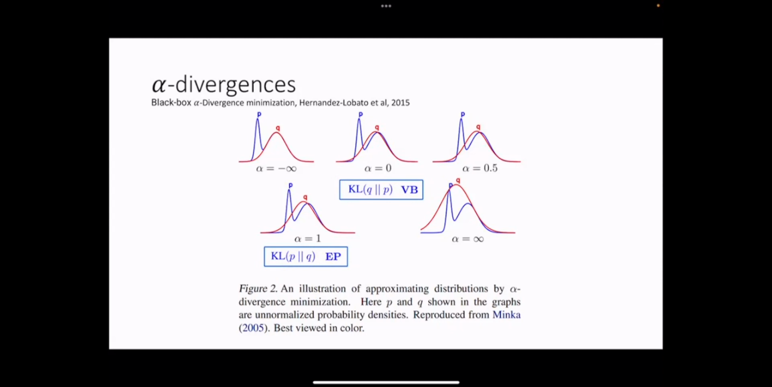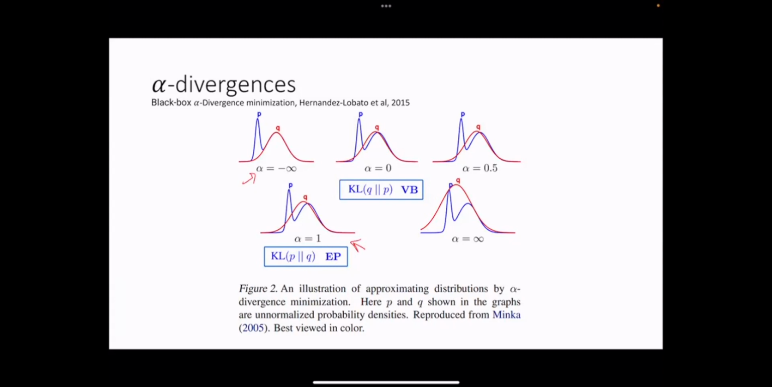So if you set this alpha parameter to minus infinity, Q will exactly fit one mode of P. And now if you set alpha to 0, you get the KL divergence that we use for variational inference. If you set it to 1, you get something that covers both modes. And if you push it to infinity, you get something that really tries to cover everything.